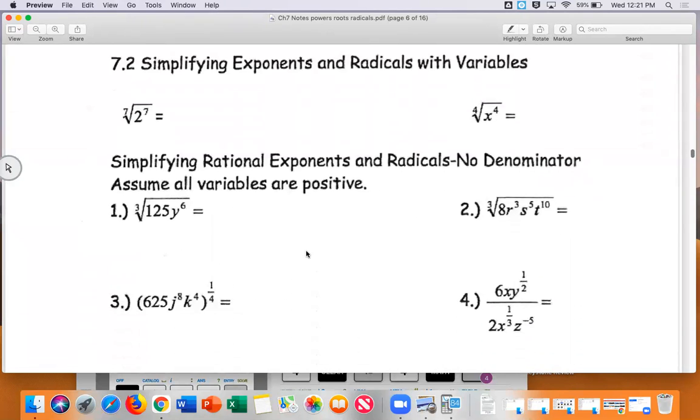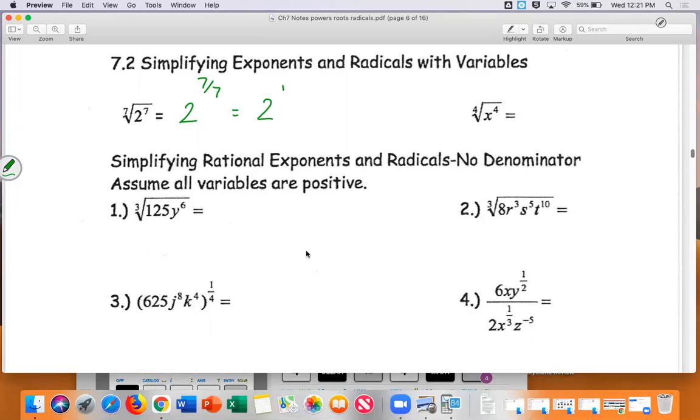All right, let's start 7-2. All right, so 7-2 is all about simplifying exponents and radicals with variables. Okay, so we kind of started this in 7-1 when I was talking about writing those radicals as rational exponents. So when we're being asked to do this stuff, what I like to do is convert everything into rational exponents. So the 7th root of 2 to the 7, I'm just going to rotate that up to 2 to the 7 over 7. 7 divided by 7 is 1, so that's 2 to the first, which is just 2.